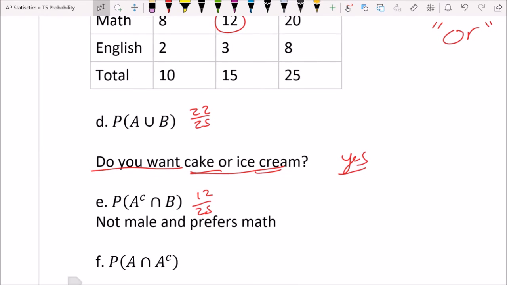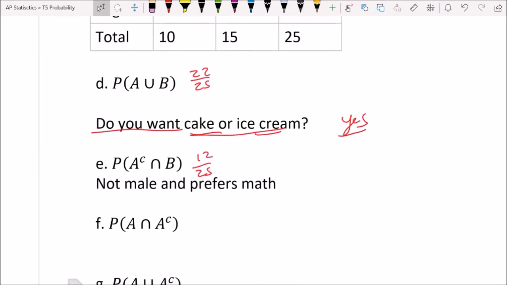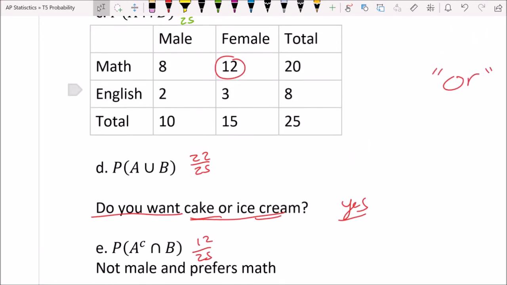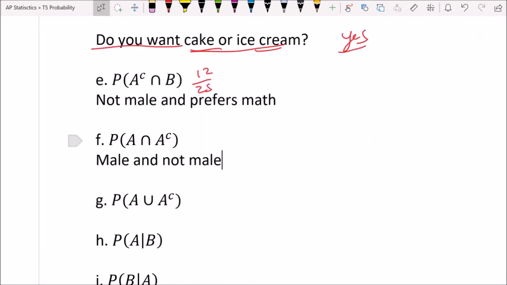Whoa. Okay, hold up. I'm going to translate this one too. So now we're looking for people who are male and not male. Now, guys, I get that gender fluidity is a thing, but in this table, there are no people that we accounted for that are both male and not male. This is 0. These are mutually exclusive events.